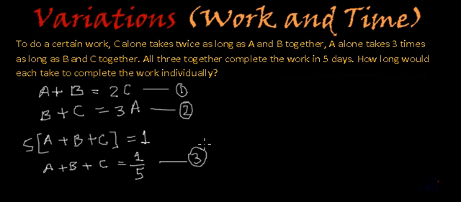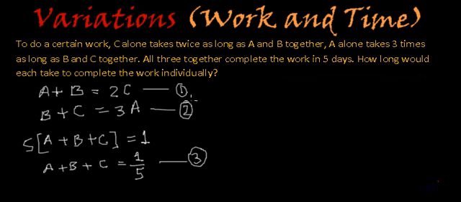Now, what do we have to find? We have to find how long each would take to complete the work individually. So basically we have to find the working capacity of each person, A, B and C, right? So we have to find these capital A, capital B and capital C. Now we have 3 equations and 3 variables. Let's try and solve them.